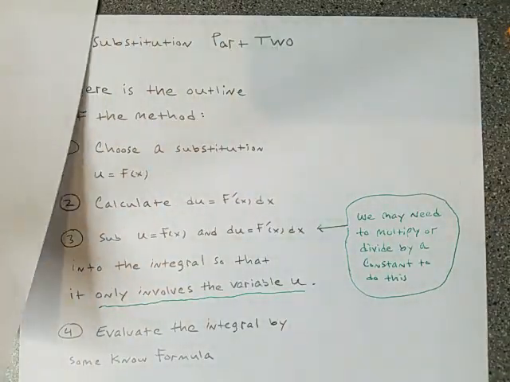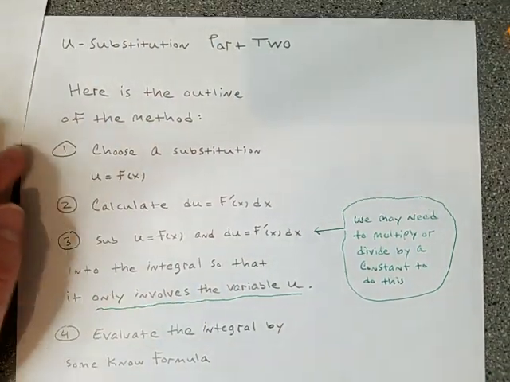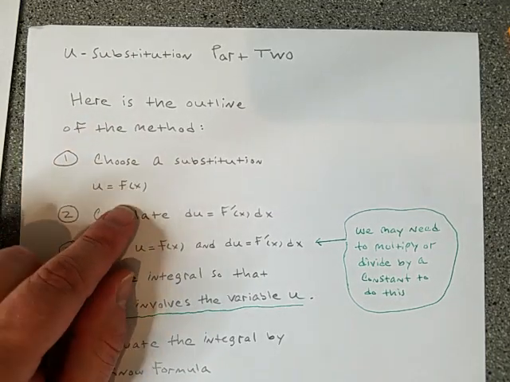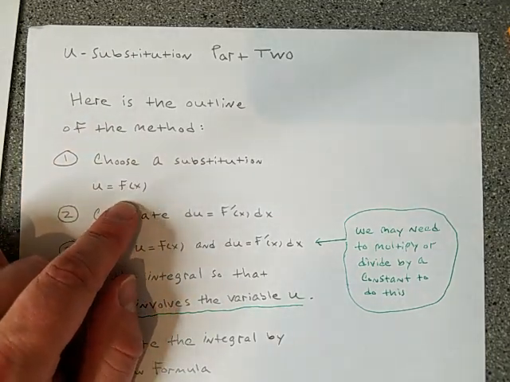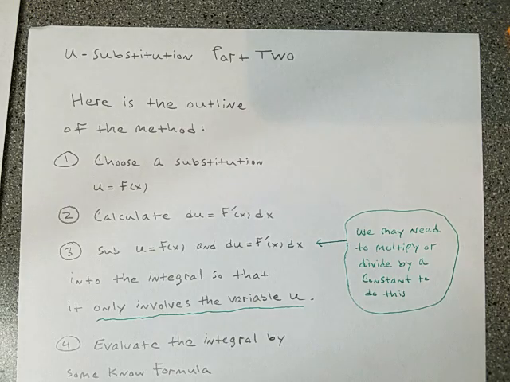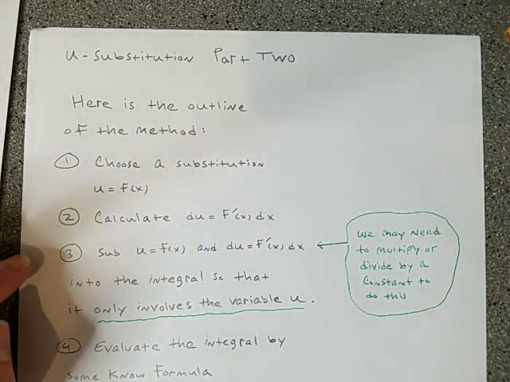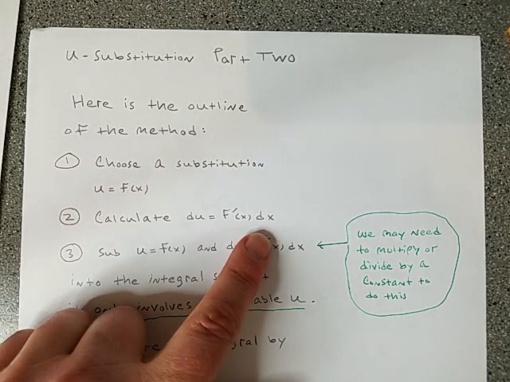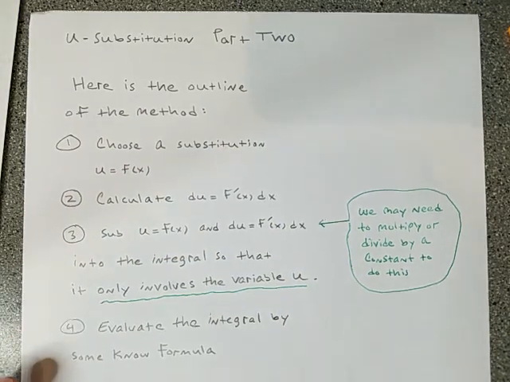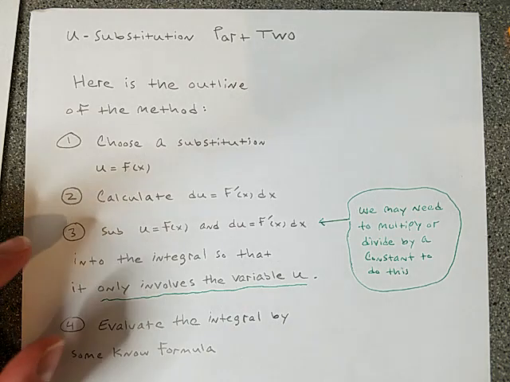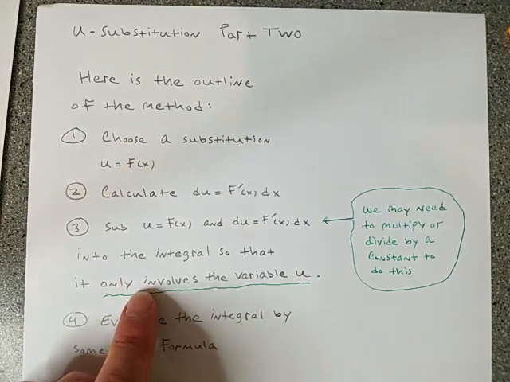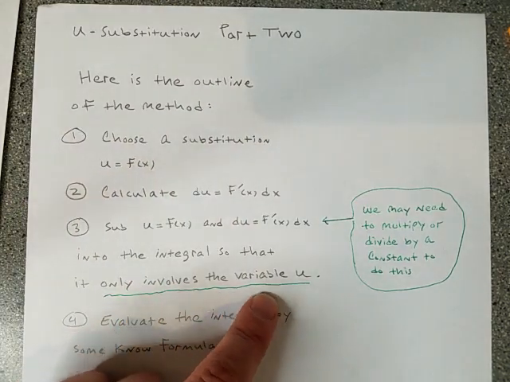Well, here's what we do. We choose a substitution for u. u will be some formula that involves x that you choose based on your understanding of how to do this. You calculate du as f prime x dx, and then you substitute that into the integral in a way that the integral then only involves the variable u.